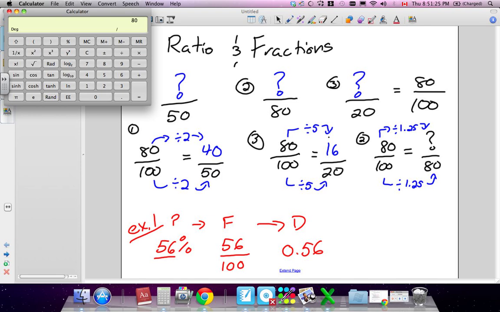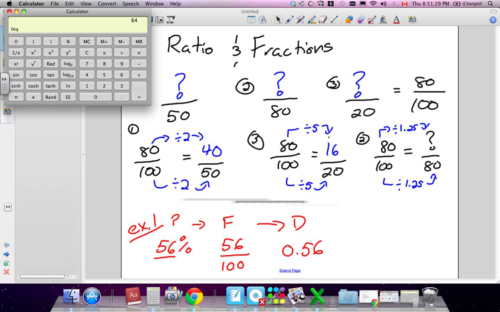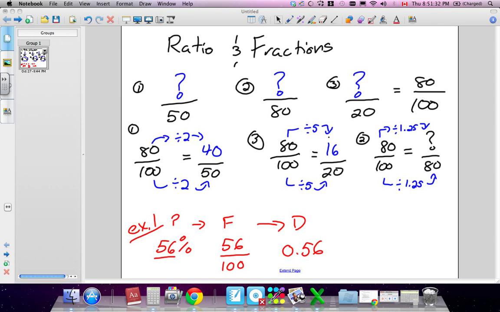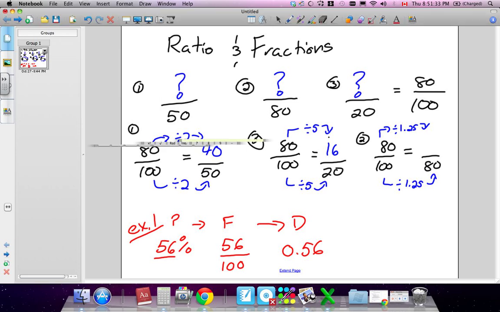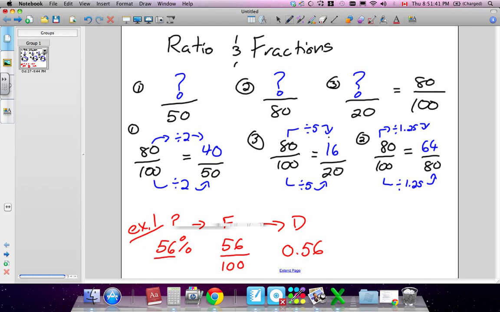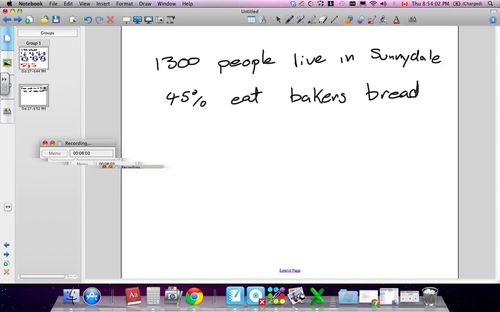80 divided by 1.25 equals... what number was that? You can see? Sorry, I was writing it down. 64. So those are the marks she got on each test.